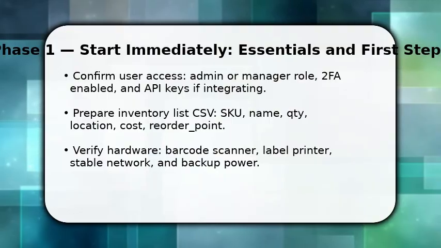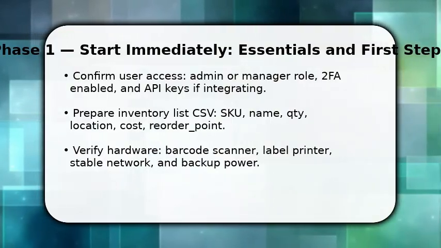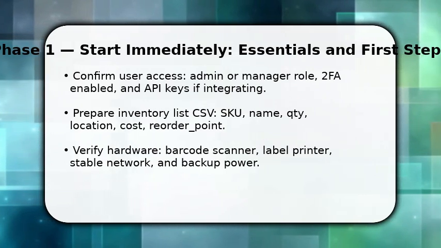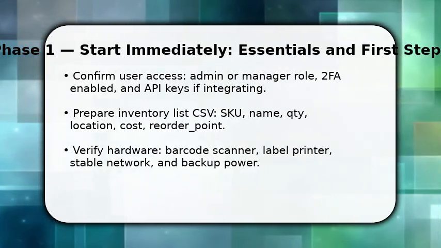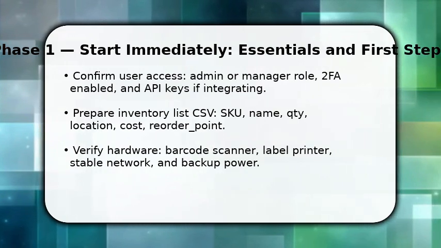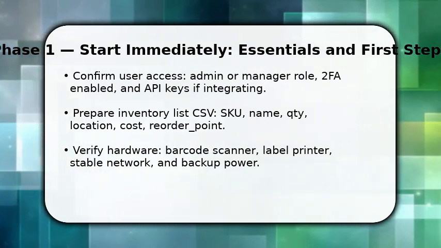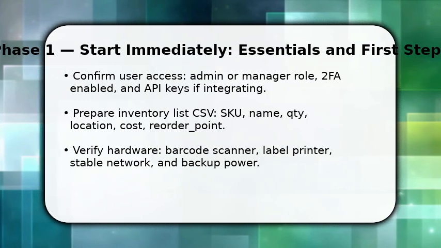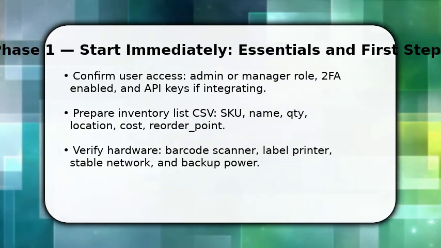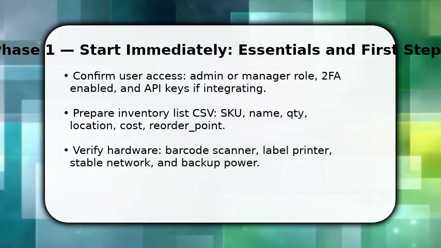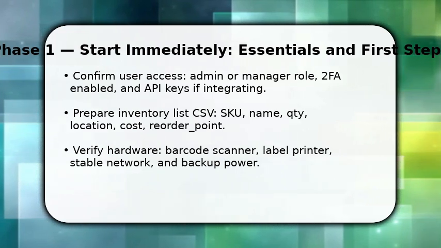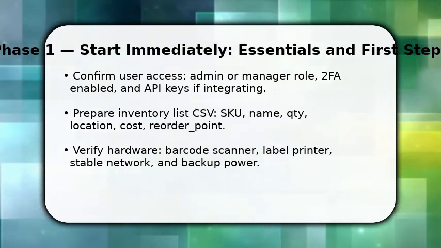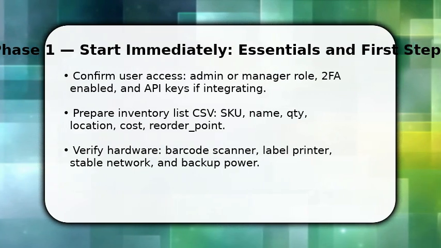Enjoy the video. You begin by securing access and data. Log in with your manager account and enable two-factor authentication. Once done, import a cleaned CSV with SKU, name, quantity, location, cost, and reorder points so the system has accurate base records. Make sure barcode scanners and label printers are online. Confirm network reliability to avoid interrupted syncs.